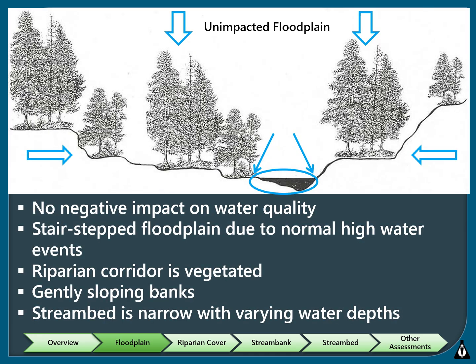Let's take a look at some examples of floodplain use. In this illustration of an unimpacted floodplain, land use has not negatively impacted water quality. The floodplain has a stair-stepped appearance due to normal intensity high water events. The riparian corridor is vegetated. Stream banks are gently sloping. Streambed is narrow with varying water depths.